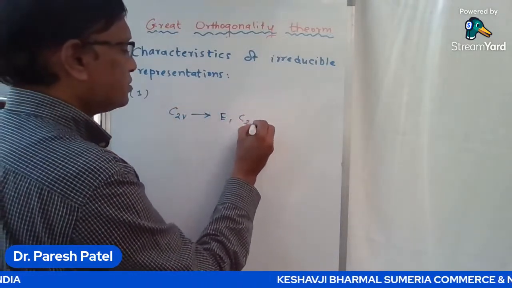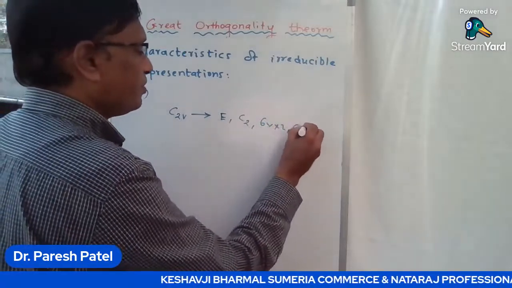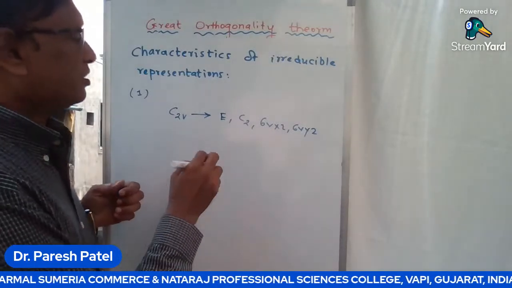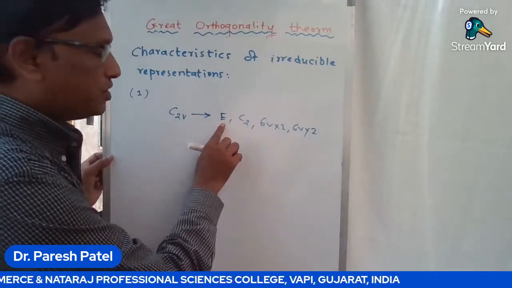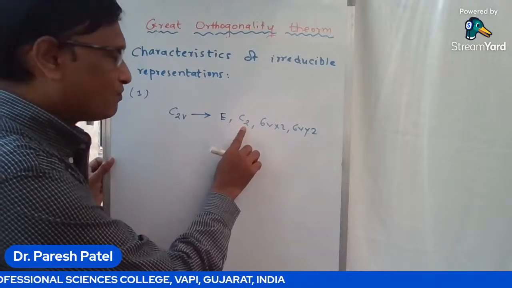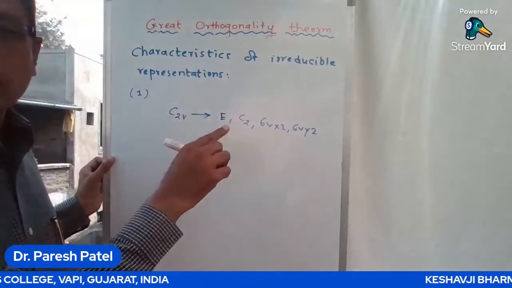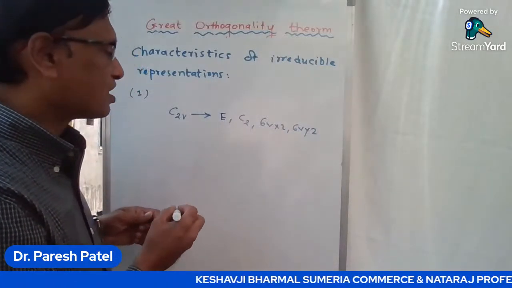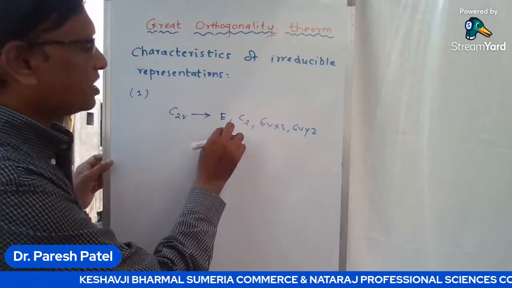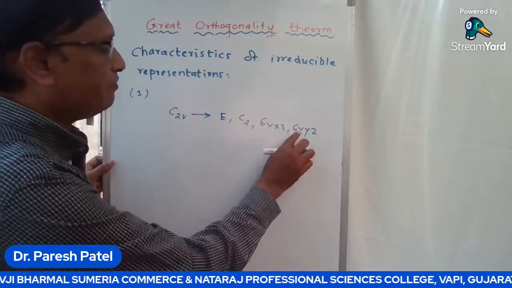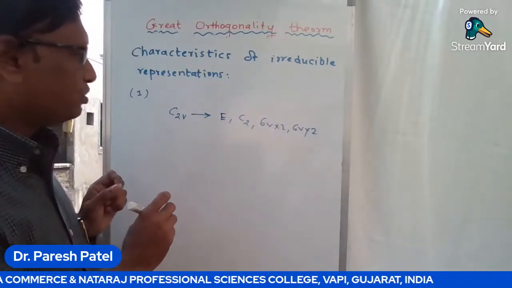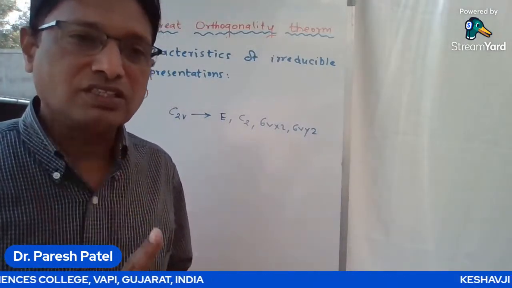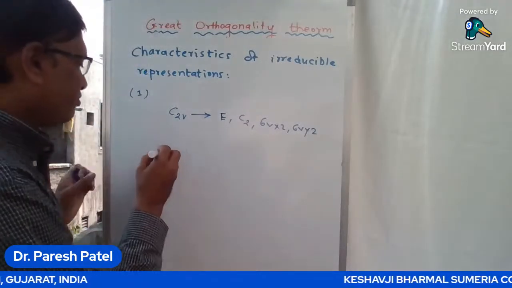it consists of E, C2, sigma v xz and sigma v yz symmetry elements. Here E is conjugate to itself to form an individual class, C2 conjugate to itself to form an individual class, sigma v xz conjugate to itself to form an individual class, and sigma v yz conjugate to itself to form an individual class. So here the number of classes is equal to 4: 1, 2, 3, and 4. According to the first rule, the number of irreducible representations is equal to the number of classes of that symmetry operation.